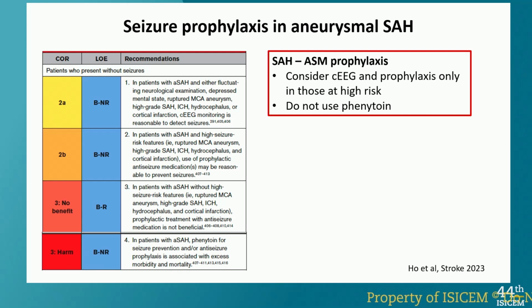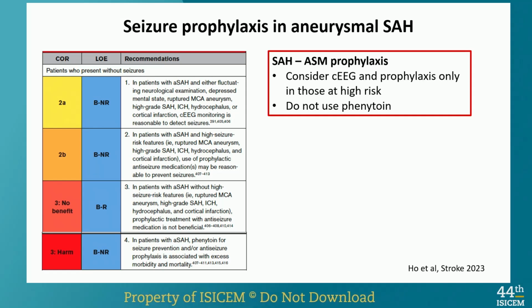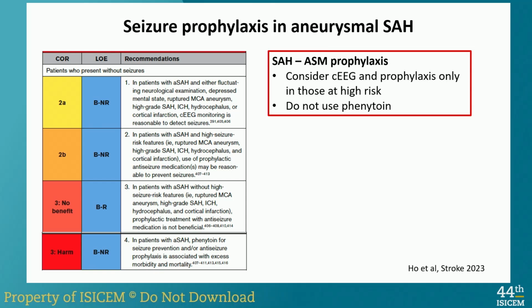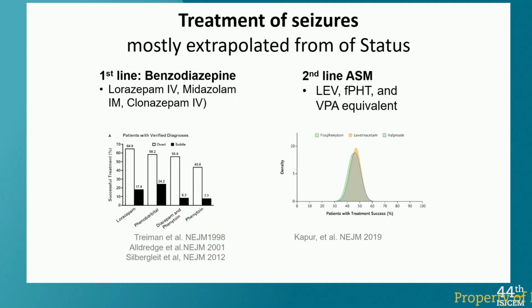In subarachnoid hemorrhage, seizure prophylaxis is a little bit more complicated. There are some patients that are identified as high risk. Definitely you should consider EEG and prophylaxis only in those that are at high risk. So large hemorrhages and MCA aneurysms and hemorrhages there have been associated with a higher risk of seizures. Do not use phenytoin, again. So that's a common theme. That actually made it into the guidelines there.